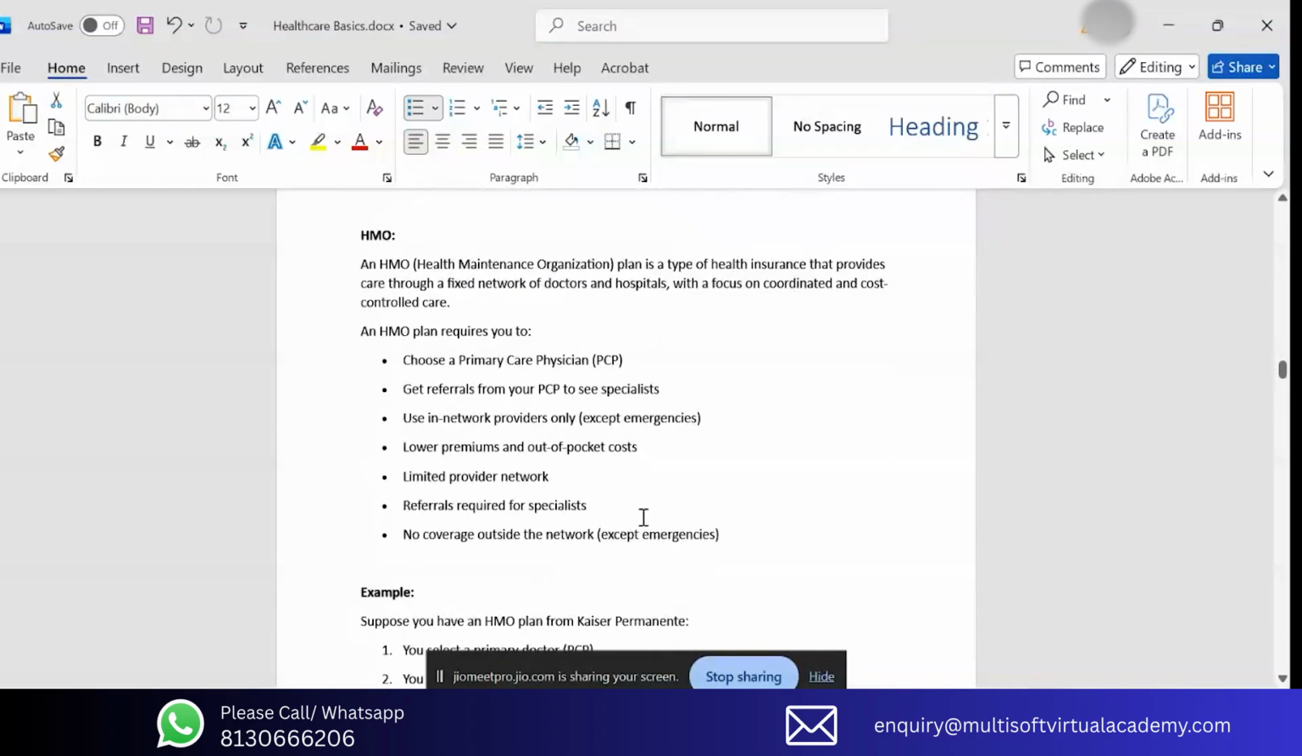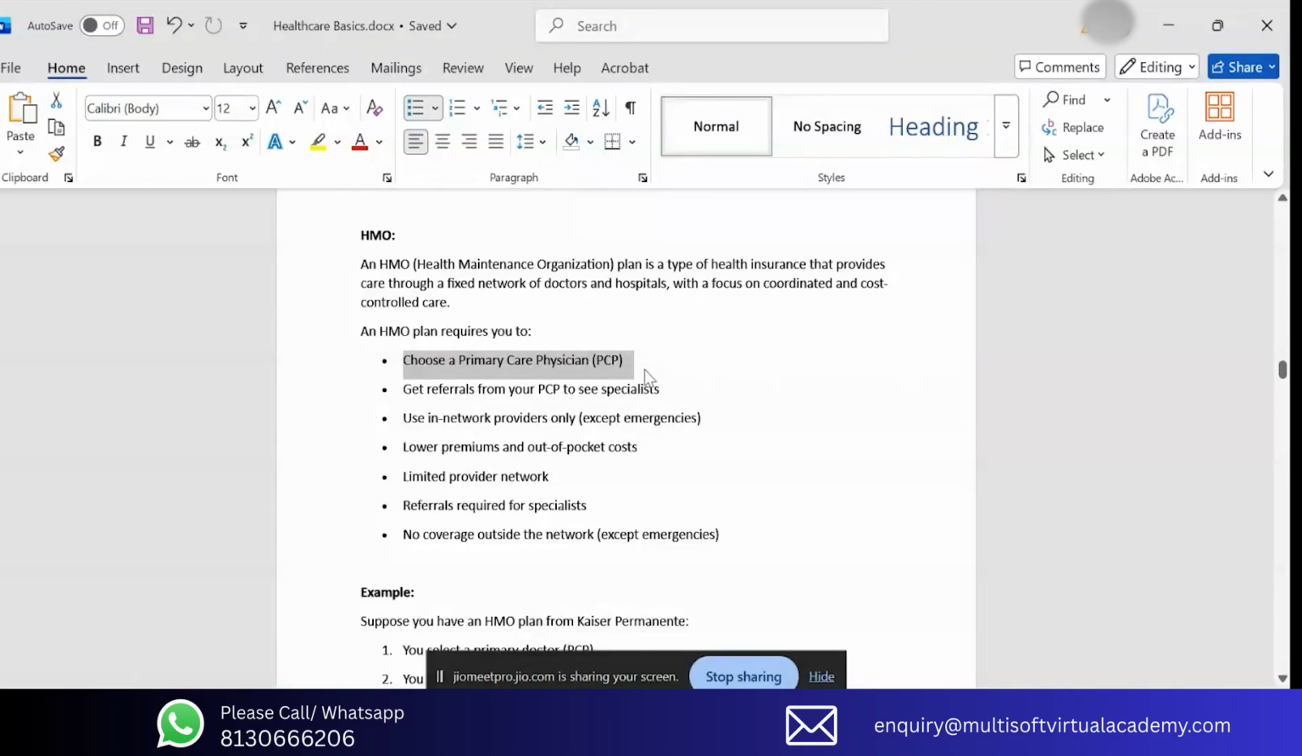So when you say HMO, again, HMO, PPO, EPO, all are customized plans. These are commercial plans. They mainly focus on comparatively less premium, with a network of doctors, focused on coordinated and cost control care. So here, when you say HMO, what all does it require?